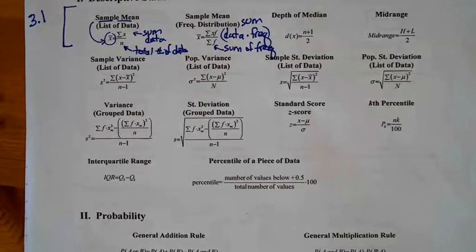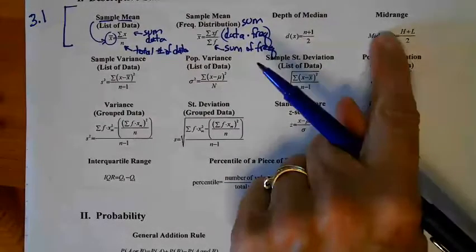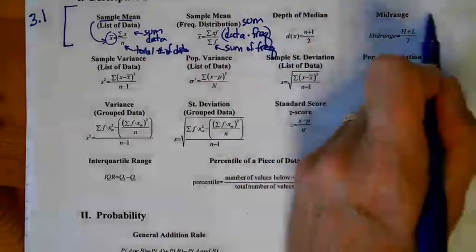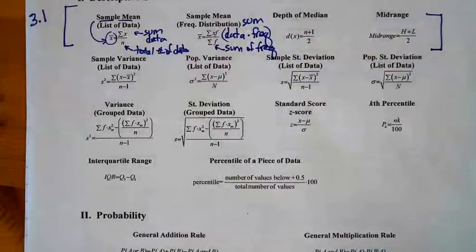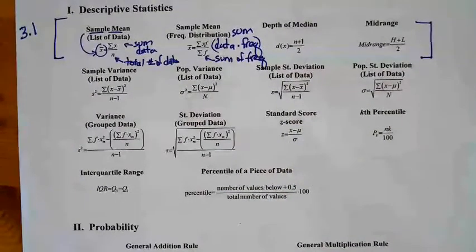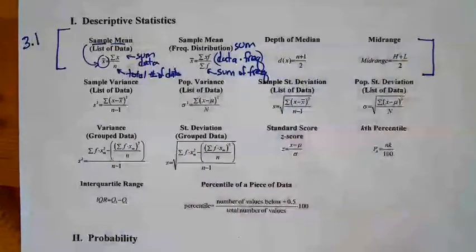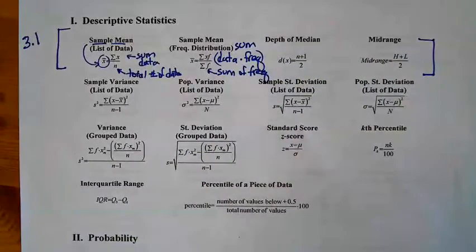And that's perfectly fine. And mid-range is on here. I said we don't use mid-range a whole lot. So if you're thinking it's just one more formula to remember, hey, it's on your formula sheet. As long as you know H and L, high and low, you are good. So that was the formula sheet.